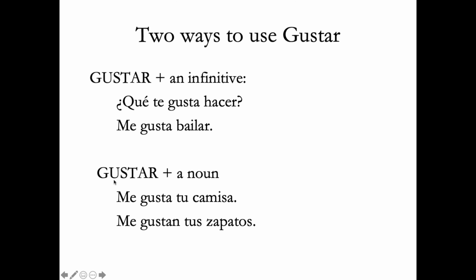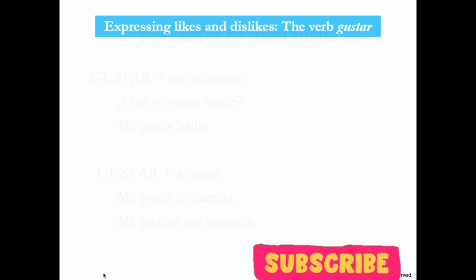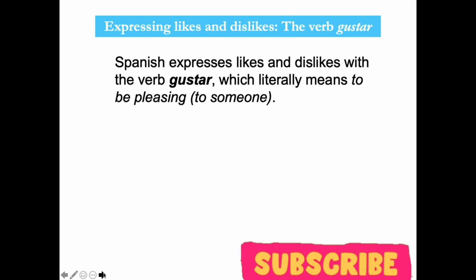You also can use gustar with a noun, as in, me gusta tu camisa. Your shirt is pleasing to me. Me gustan tus zapatos. Your shoes are pleasing to me. Spanish expresses likes and dislikes with the verb gustar, which literally means to be pleasing to someone.